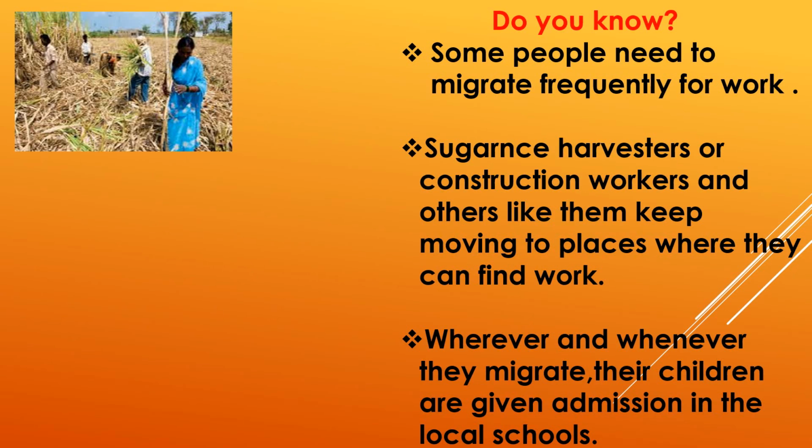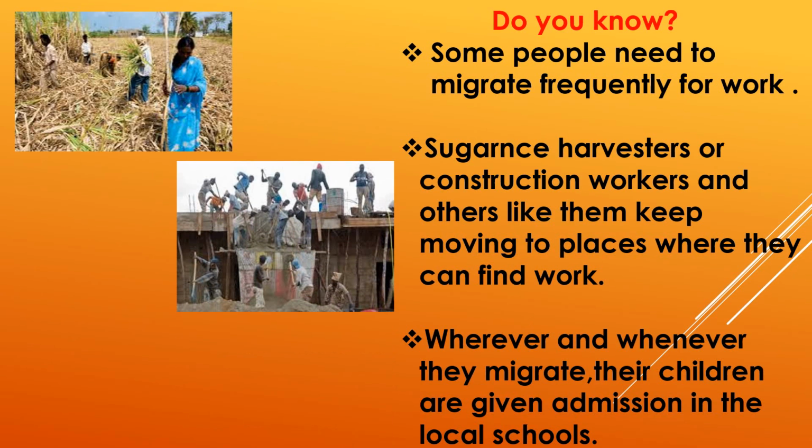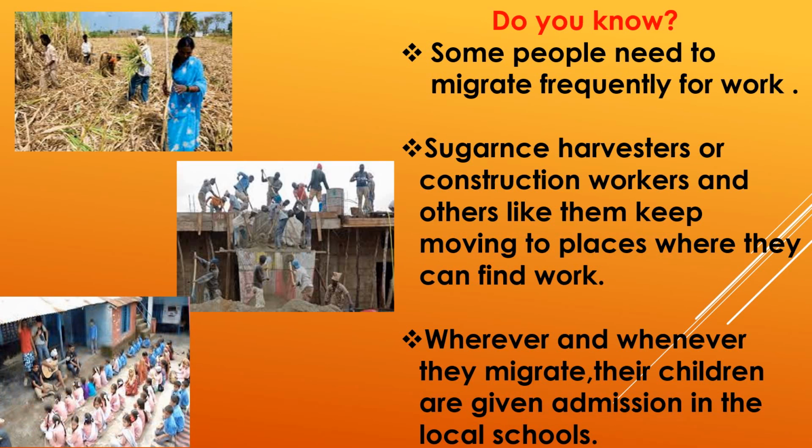Children, do you know? Some people need to migrate frequently for the work. Means they have to go from one place to another. Sugarcane harvesters or construction workers and other like them keep on moving to places where they can find the work. Whenever and wherever they migrate, their children are given admission in the local school.